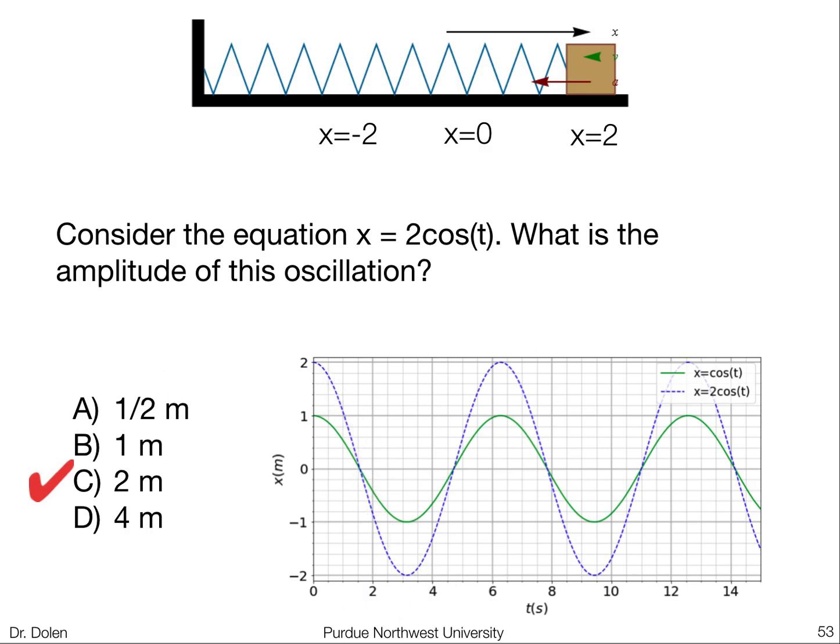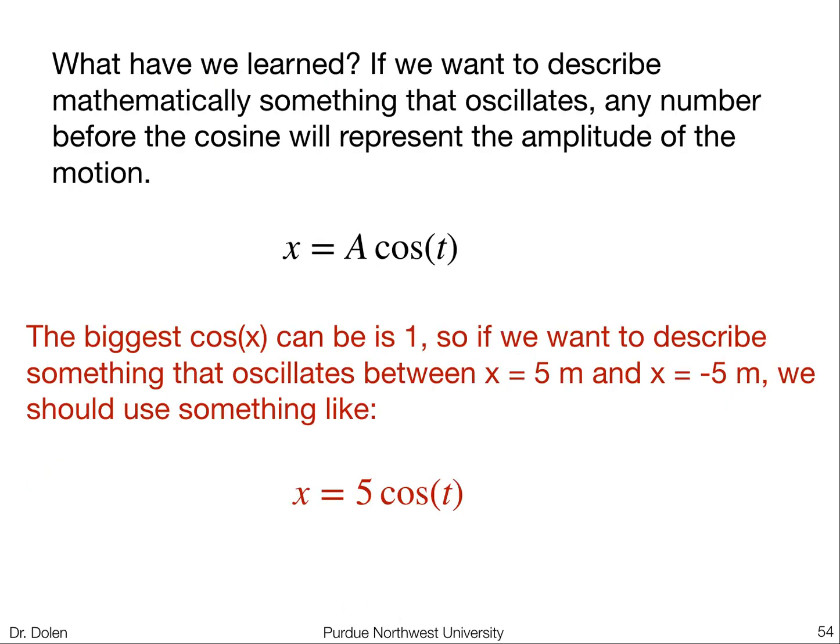Okay, so just a summary of what we learned. We started with this equation, and we know that the position is being described mathematically by a cosine, and we know that whatever number is out in front is the amplitude. So again, if the equation is x equals 5 cosine of t, this tells me the amplitude is 5. Whatever number is up there. It's oscillating back and forth between x equals 5 meters, or when cosine is equal to -1, that's the smallest cosine can be, the position is equal to -5 meters.